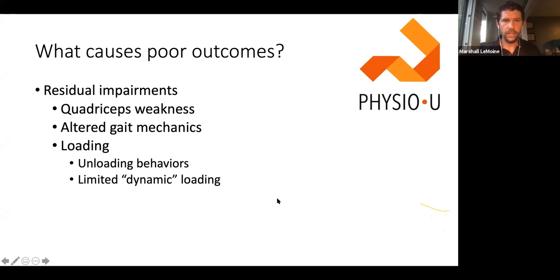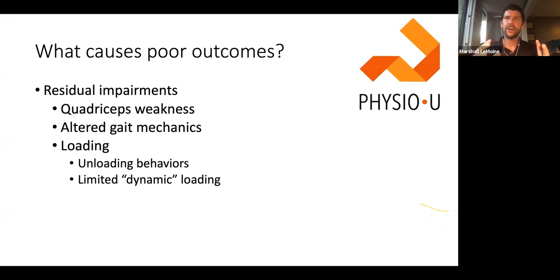All right, so what causes these poor outcomes, right? We know some of the research talks about this quad weakness, right? There's a couple of articles that talk about altered gait mechanics. So even years later, they still are not loading the knee the same. And this big one is this loading.